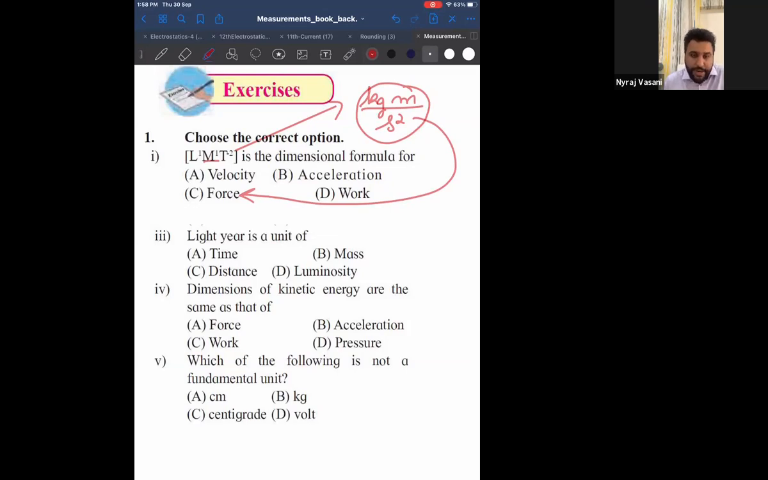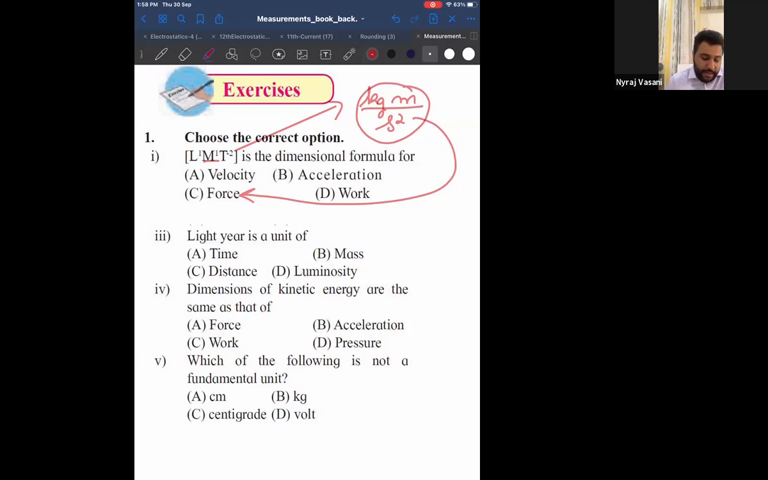I'll repeat. Whenever I ask you what is the dimension of force, you should tell me the unit of force is kg meter per second square. And if I ask you what is the dimension of energy, it is kg meter square per second square. Remember, energy, work done, heat, all have the same dimension and the same unit, joule.